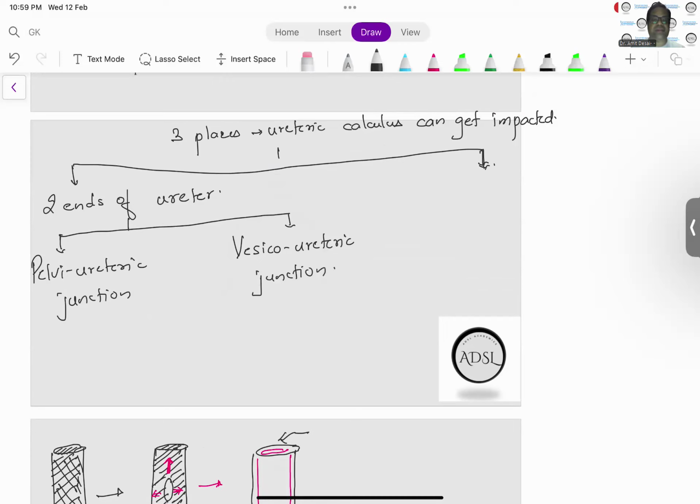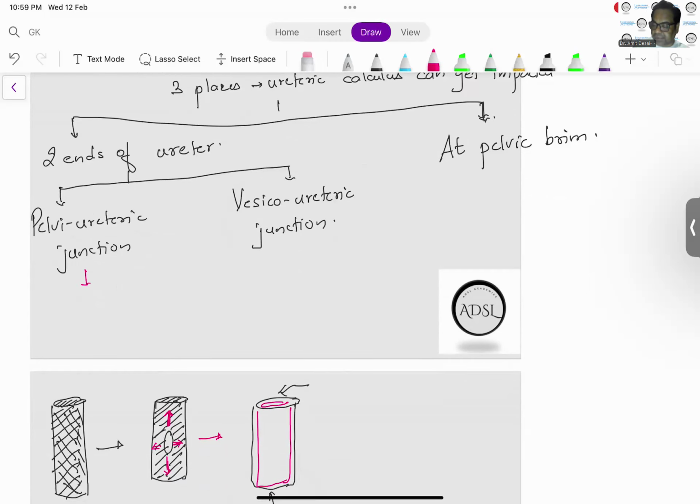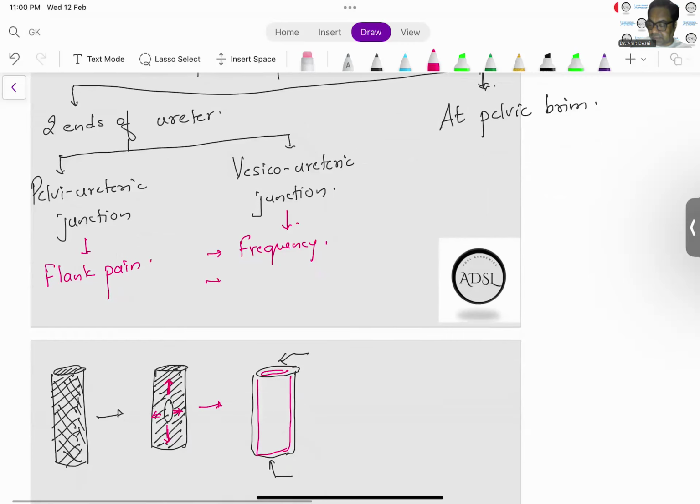The third place where it is likely to get caught is at the pelvic brim. Now, if it gets caught over here, there will be stretching of the renal capsule, and usually there will be flank pain. Okay, flank pain. There might also be nausea, vomiting. All right. In vesico-ureteric junction, by this time the splanchnic nerves are involved, and as a result there will be frequency of urination. There will be dysuria and other lower urinary tract symptoms. Hesitancy. All these things will also be there.